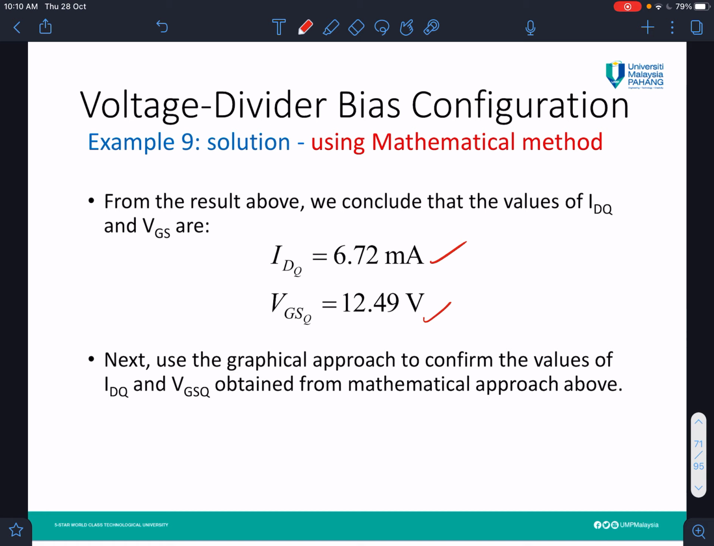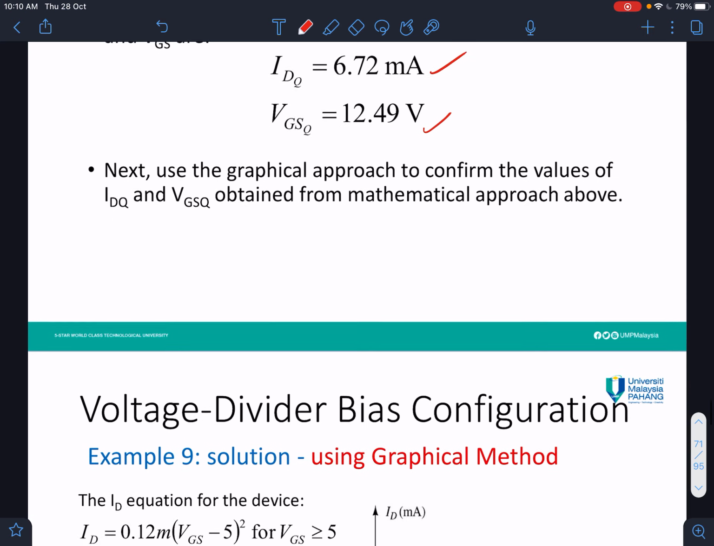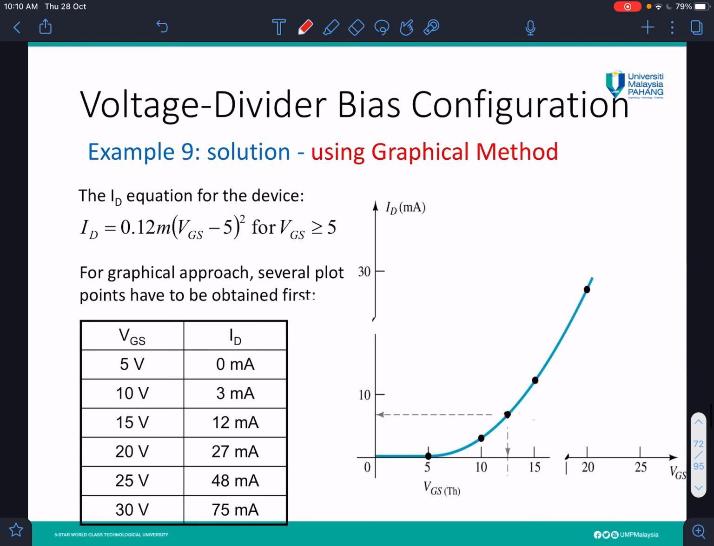Next, use the graphical approach to confirm the values of IDQ and VGSQ obtained from the mathematical approach above. Let's take a look at the graphical method. Here, we calculate the ID for the device, and use this equation to calculate each point. Find at least 5 points. Start with VT. VT is 5, where there is no current, 0 here. And then take 10 and calculate.